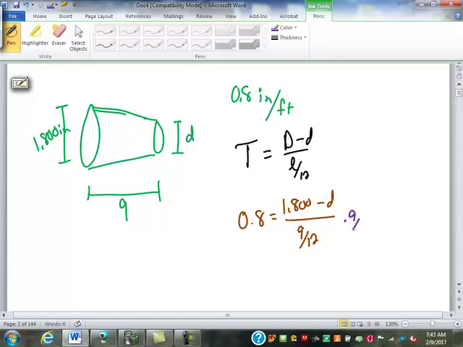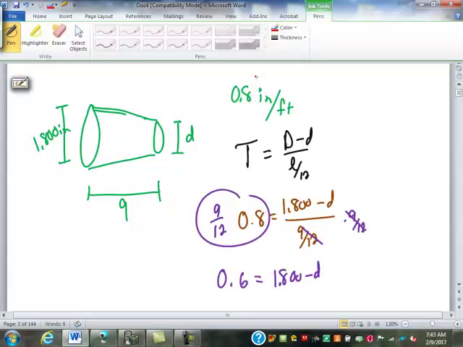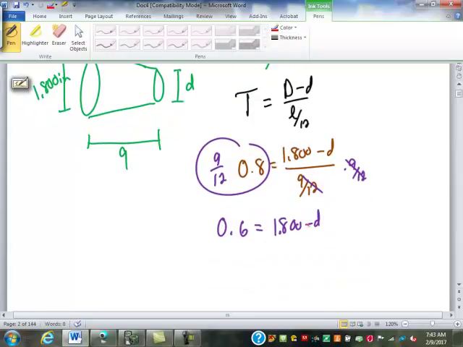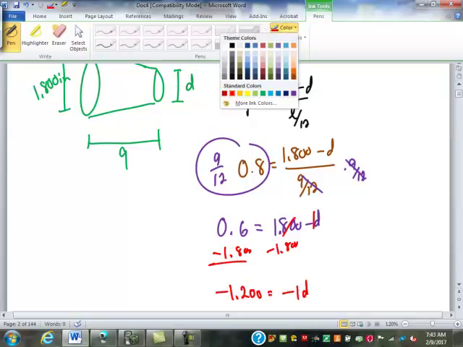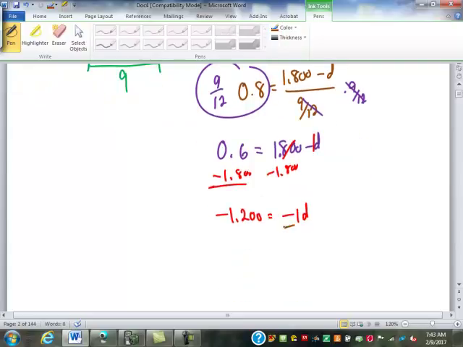So I'm going to multiply by the 9/12. Now I'm just going to multiply this out. 9/12 times 0.8 is 0.6. And then solving for little d. The key here, since that's minus d, I'm going to treat that as a negative 1d. So I'm going to subtract the 1.8. This is negative 1.2 equals negative 1d. And just divide by negative 1. So d equals 1.2.